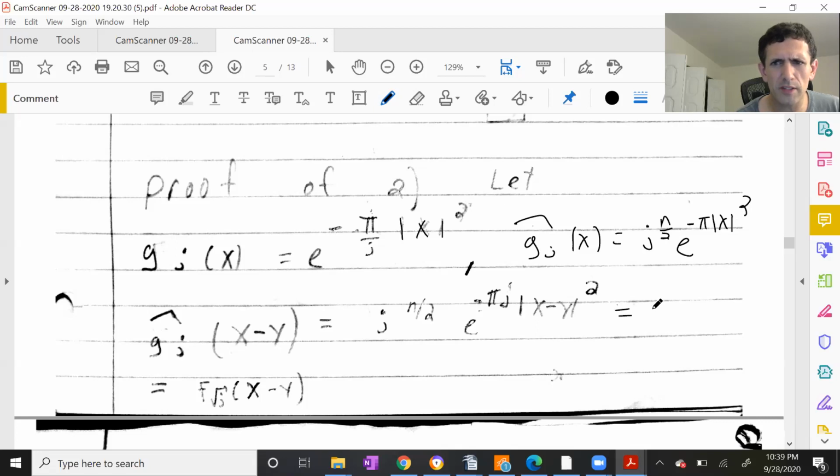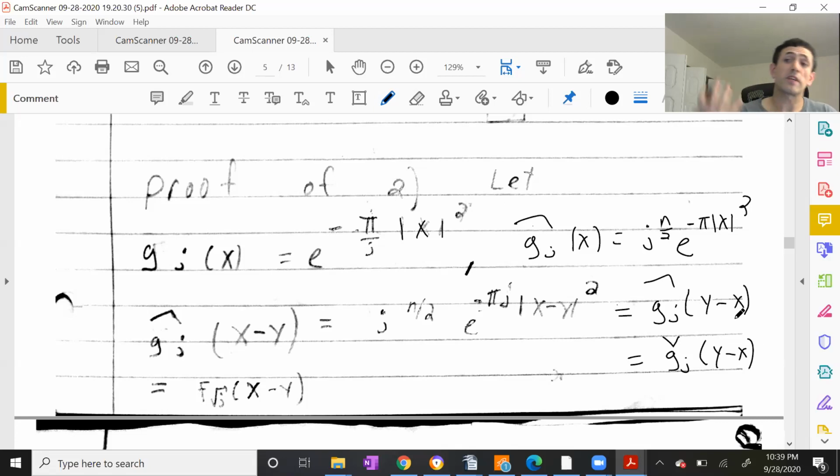And you'll notice that this is the same thing as g hat of y minus x, which is Gj inverse Fourier transform. We haven't actually proved it really is the inverse Fourier transform, but I'll still call it the inverse Fourier transform. It's just a Fourier transform with minus plugged in. Okay, so this is something very good to know.